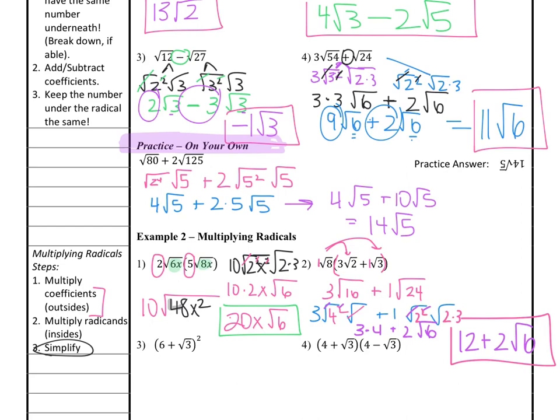3 squared. The whole quantity is squared, meaning it gets multiplied by itself. So you do want to make sure that you expand first and then multiply.